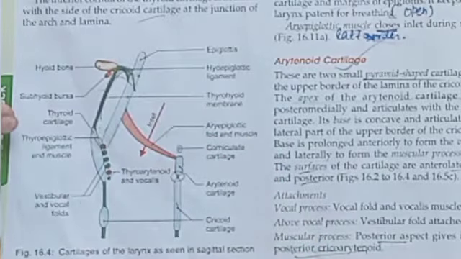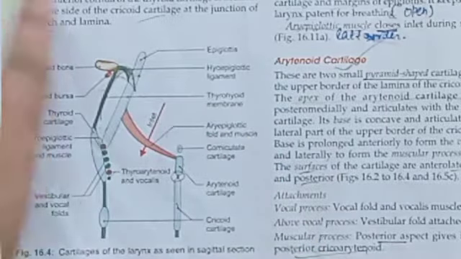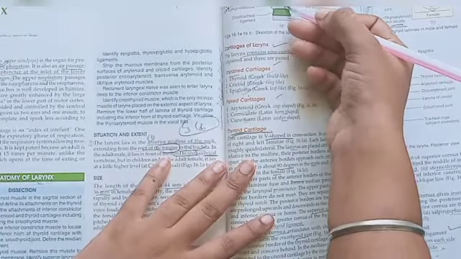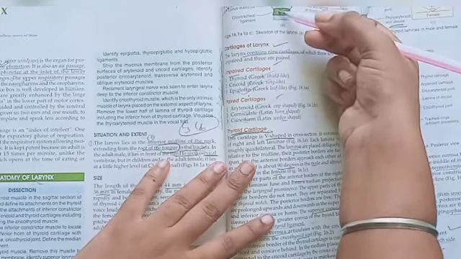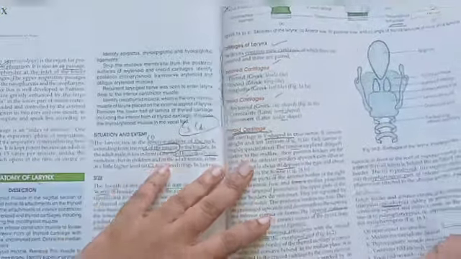Now the next is the cricotracheal ligament. The cricotracheal ligament is present where the lower border of the cricoid cartilage and the upper border of the trachea are joined to form the cricotracheal ligament.